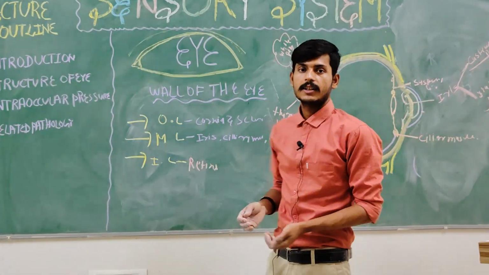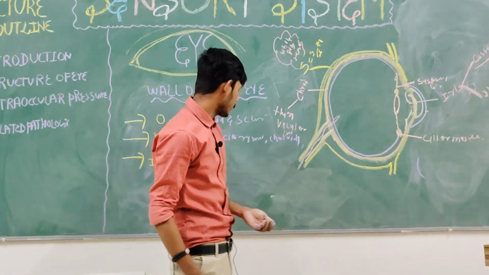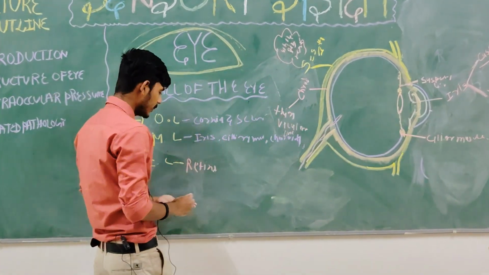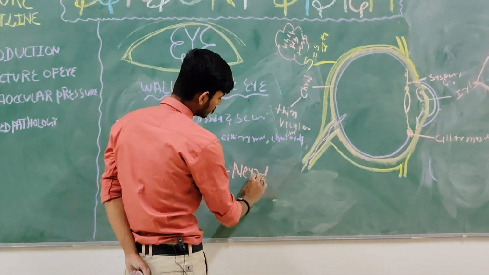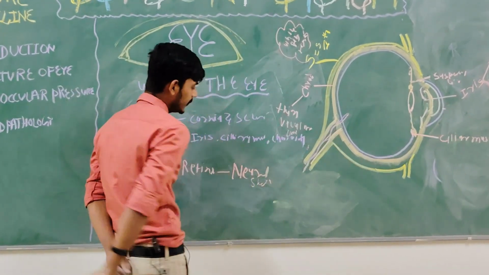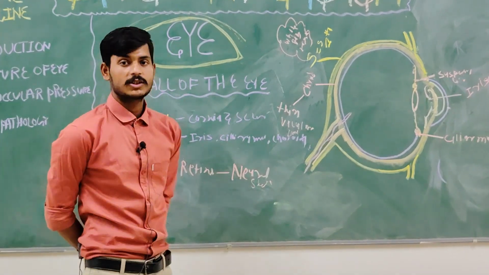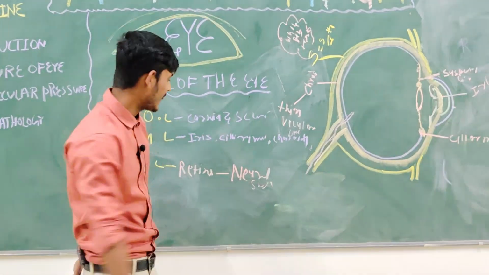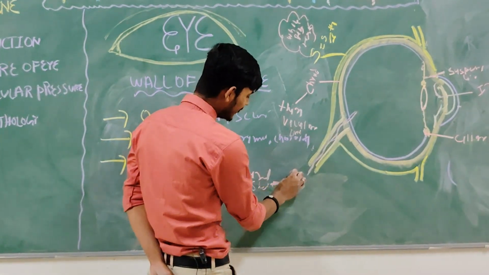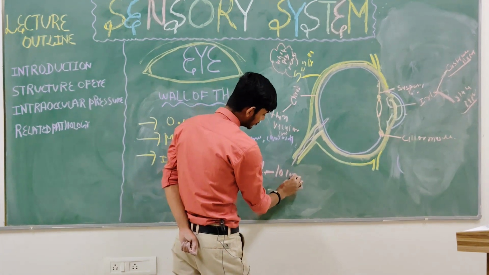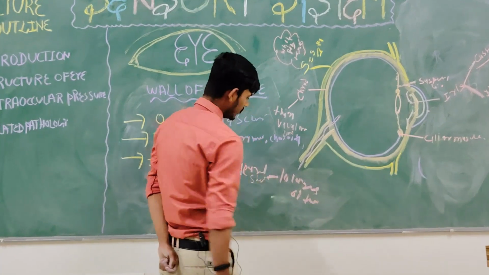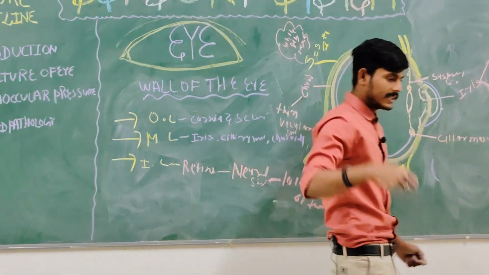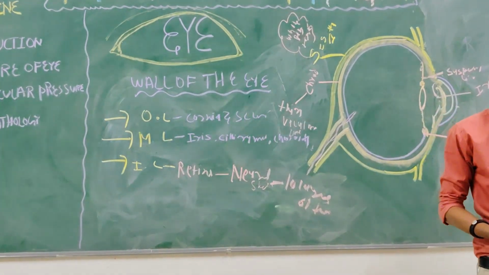The retina is basically a neural sheath, and the histology is quite complex. It is made up of 10 layers of cells. So just listen to the names, no need to remember all.